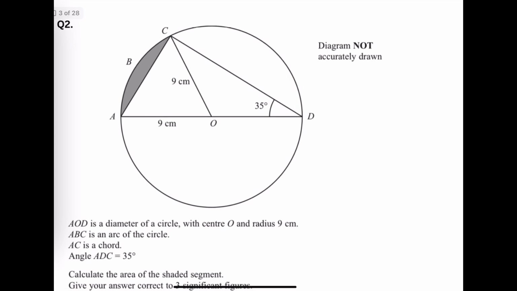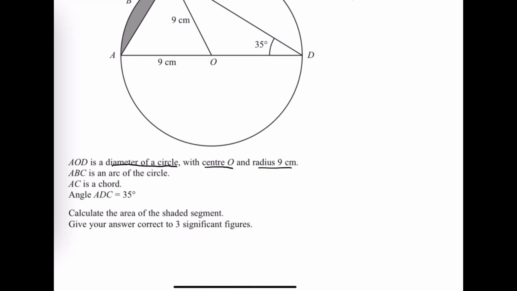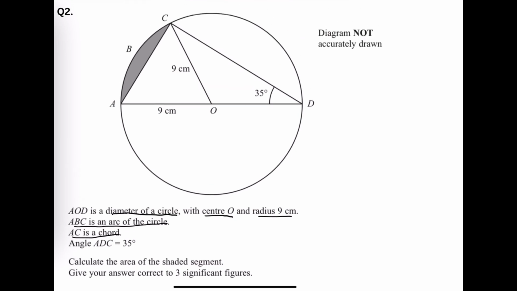So question 2. AOD is the diameter of a circle with center O and radius 9 centimeters. ABC is an arc of the circle and AC is a chord. So the angle ADC, which is over here, is 35. Calculate the area of the shaded segment and give your answer correct to 3 significant figures. So we need to find what this is.